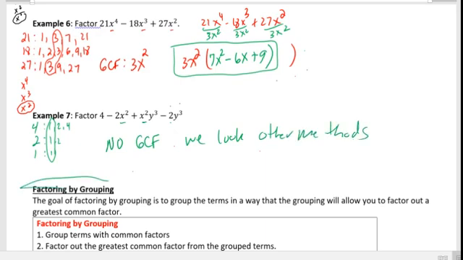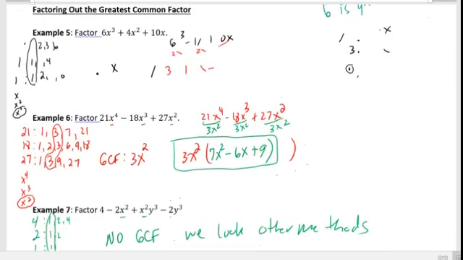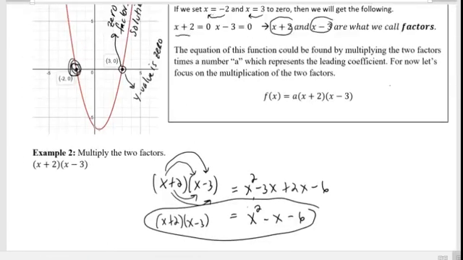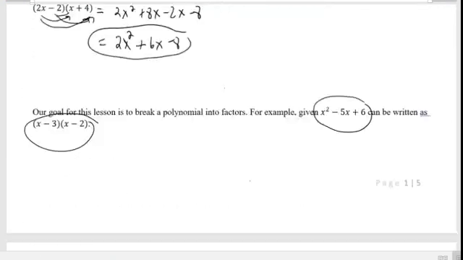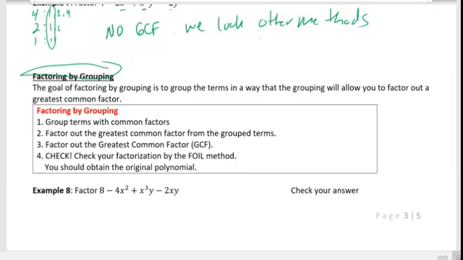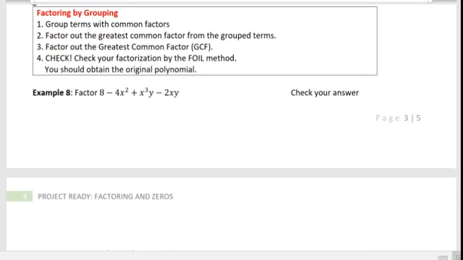And the next method would be factor by grouping. Okay, so let's look at factor by grouping. In factor by grouping, you're going to use this method whenever we have 4 terms. So whenever you factor by grouping, the first thing we should do is group terms with common factors. We're going to factor out any greatest common factor that we see from the grouped terms. And then we can check our work by multiplying our 2 factors together.